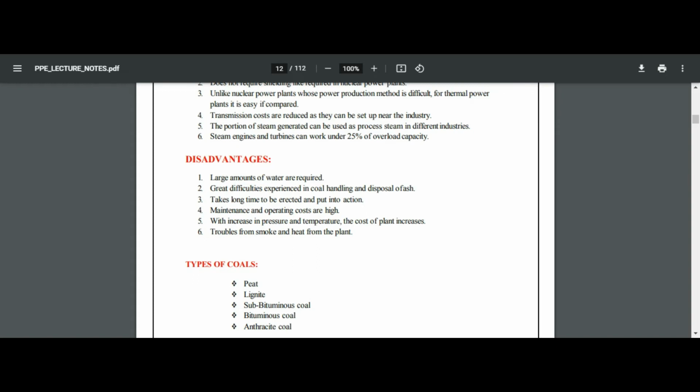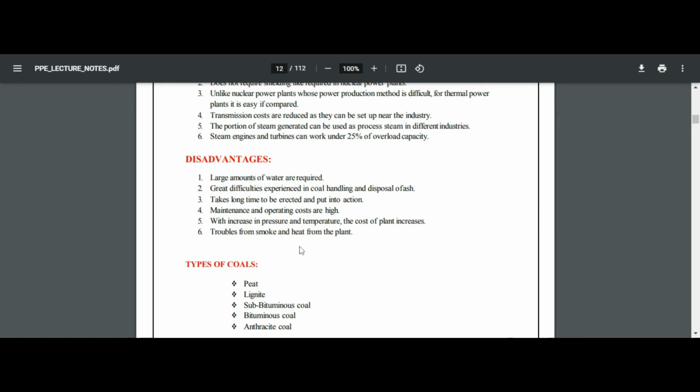Maintenance and operating costs are high. Also, we need skilled laborers for operating the steam power plant. With an increase in pressure and temperature, the cost of the plant also increases. There are also troubles from smoke and heat from the plant.